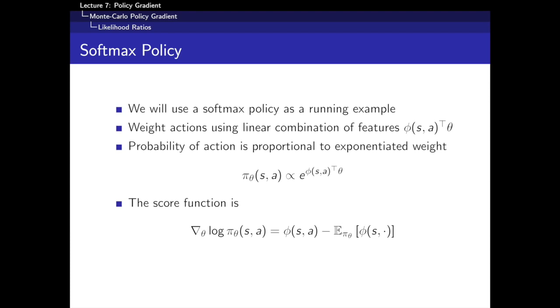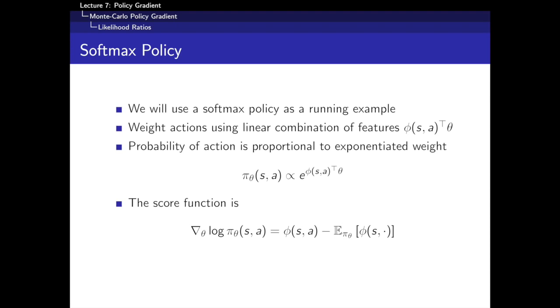The score function, the gradient of this log policy, is just the feature for the action that we actually took minus the average feature for all the actions we might have taken. So it's basically saying, how much more of this feature do I have than usual? And that's the score function.